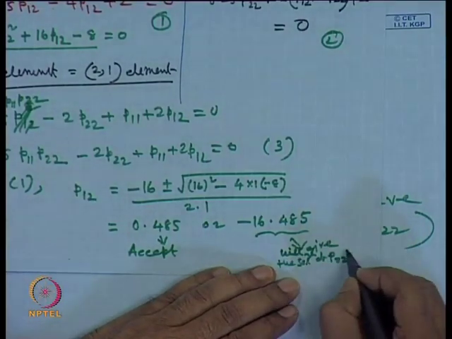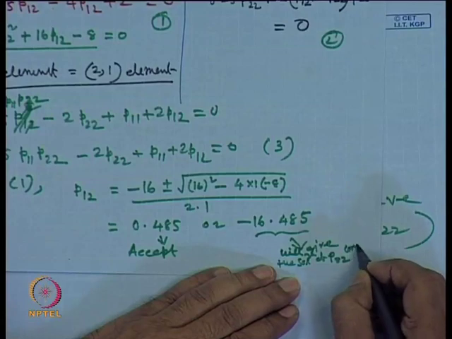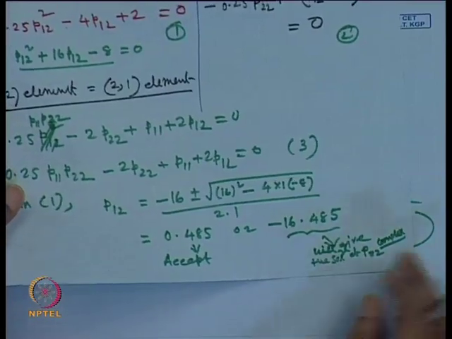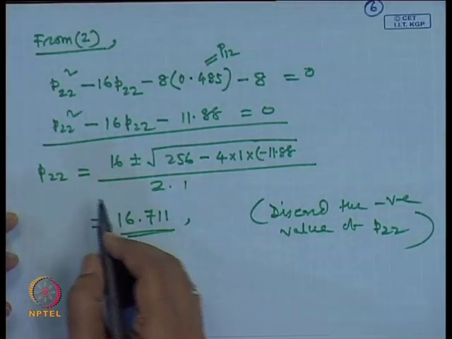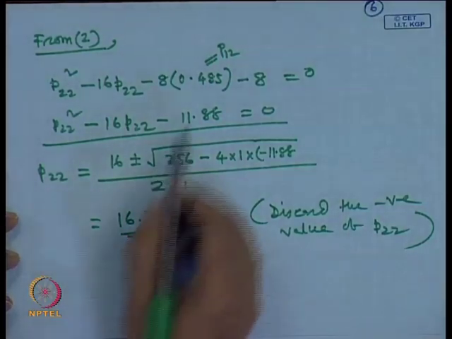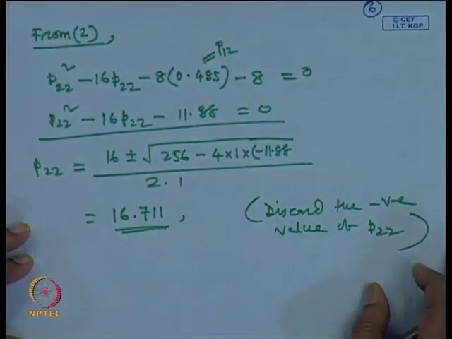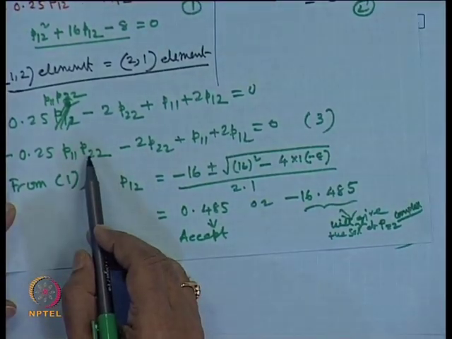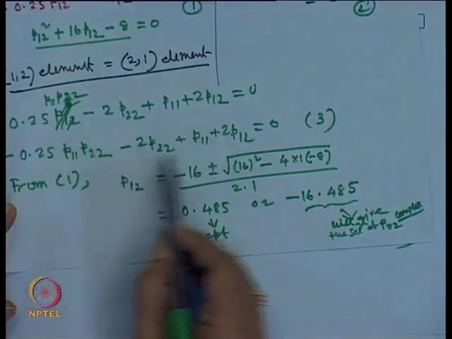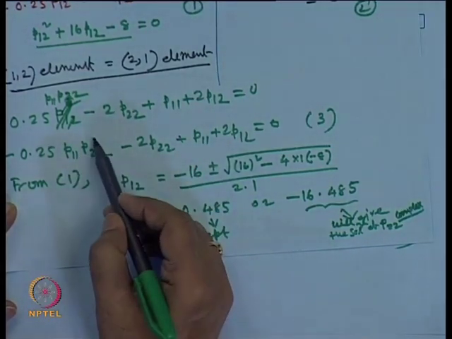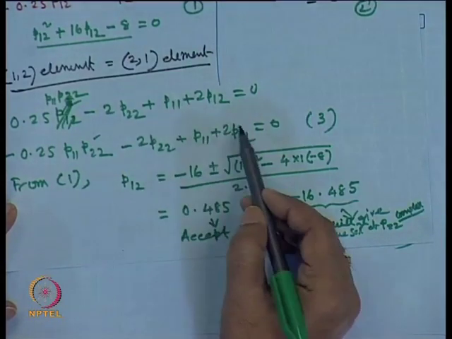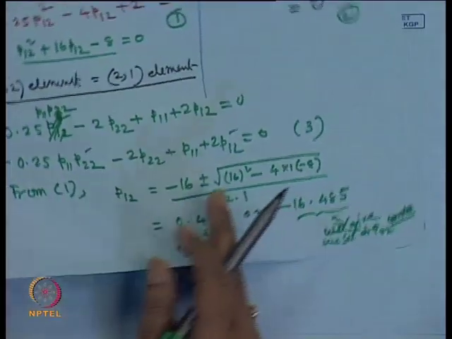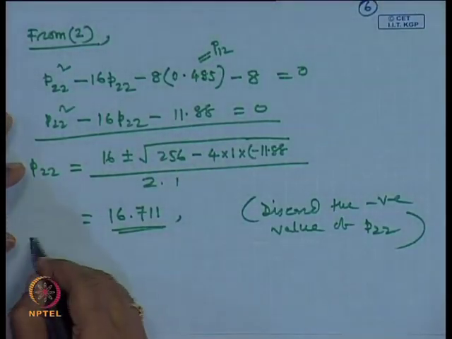This will give the solution of P22 complex below. So, we will accept this P22 value. Once I know P12 value and P22 value, immediately I can find out P11 from equation 3. P12 is known, and the P22 value which we have accepted is known, and we can get the solution of P11. So, from 3.